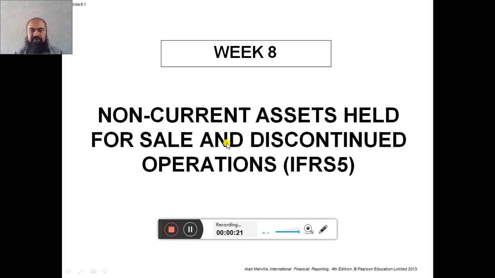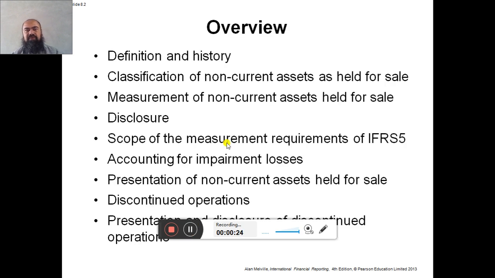So IFRS 5, first of all, before we go into the detail of the topic, we take the overview of the topics. The overview includes some definition and history, and we will be doing the classification, measurement and disclosure of the topic, which is non-current assets held for sale. And the second part will include discontinued operations. So two main topics are there: non-current assets held for sale and discontinued operations. Both topics are similar to one another, so let's see what are the details of these two topics.